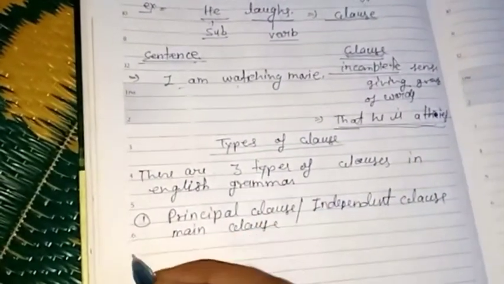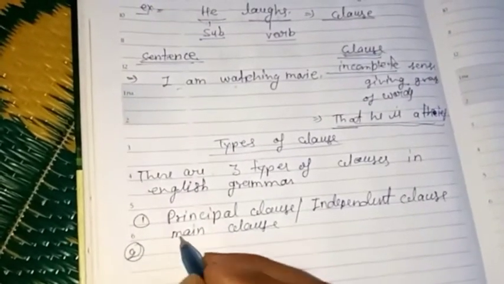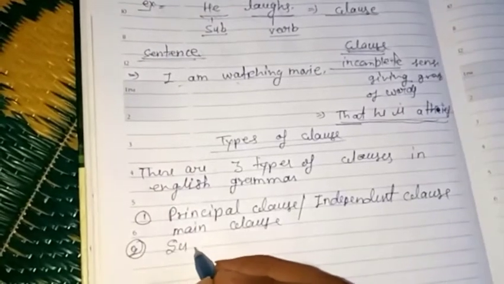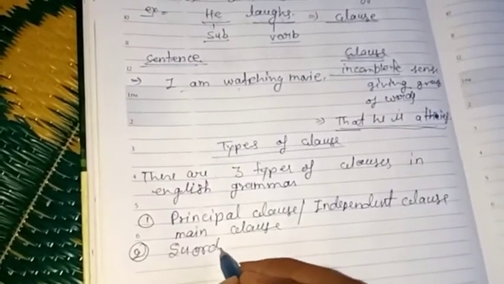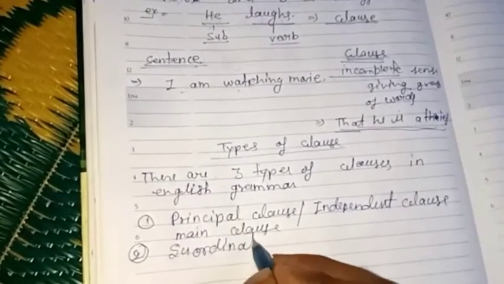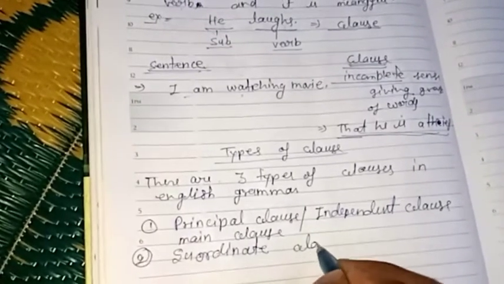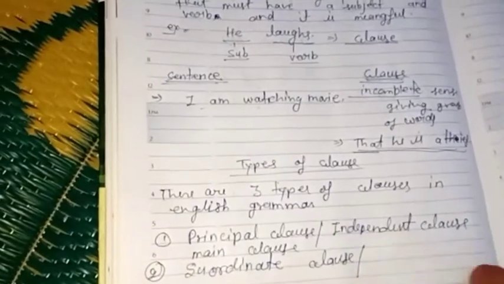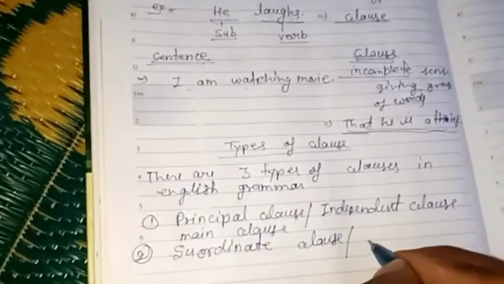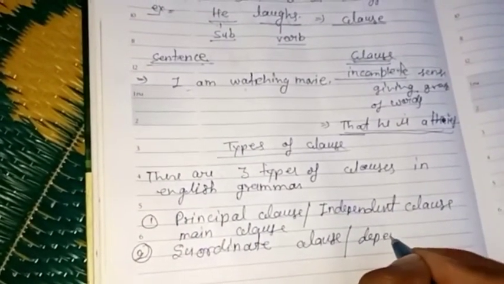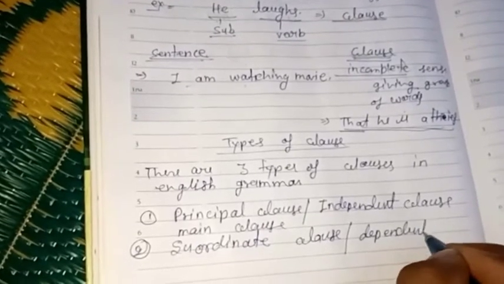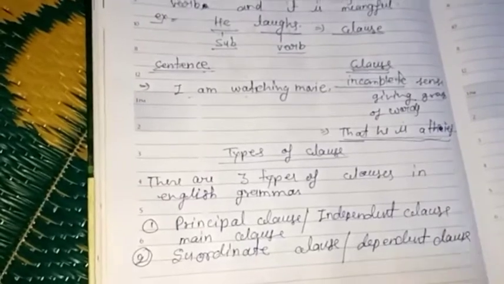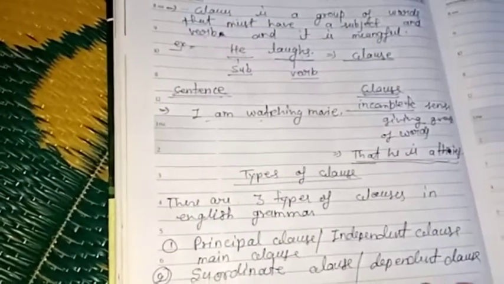Okay, now clause number 2. So the second clause is subordinate clause. So my dear friends, few teachers call it dependent clause. Yes, my dear friends. So dependent clause or subordinate clause.